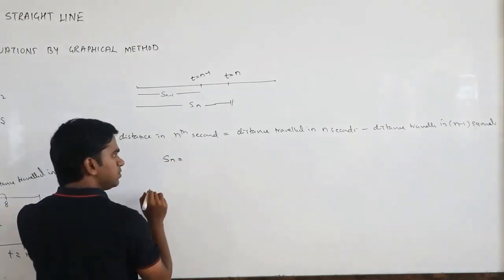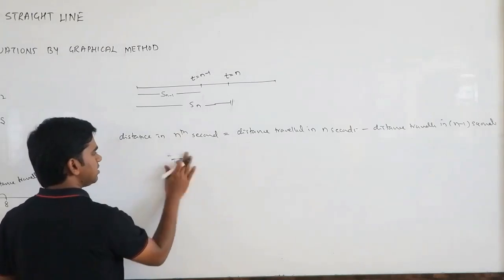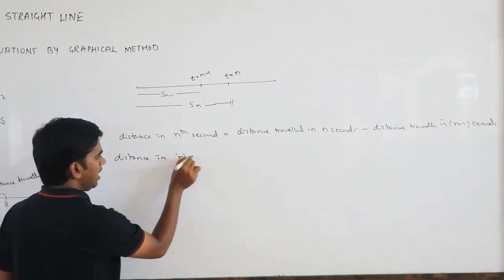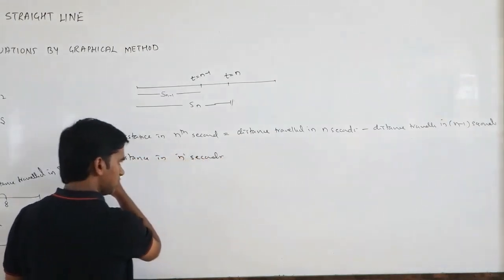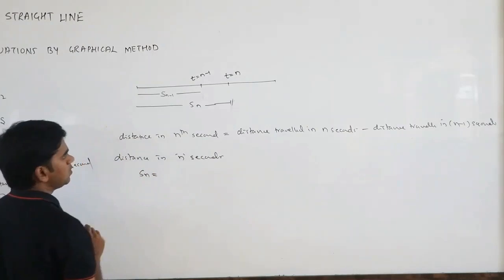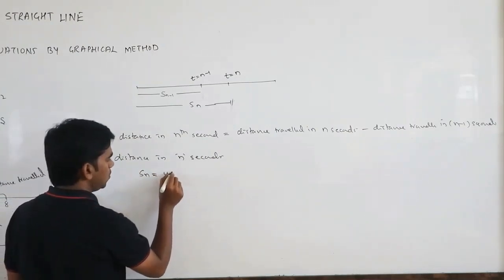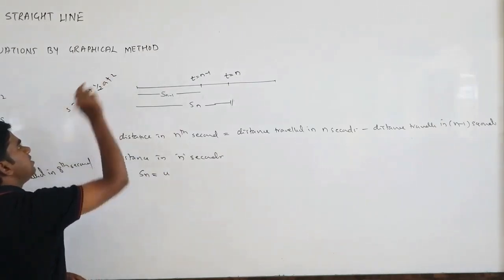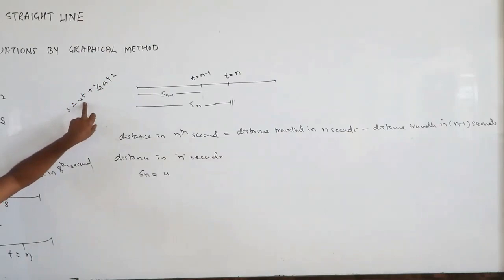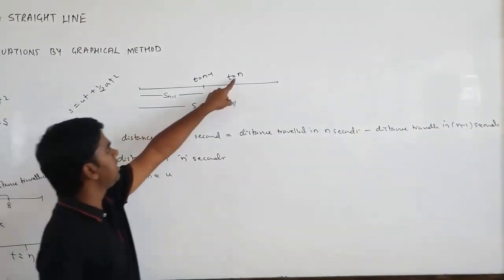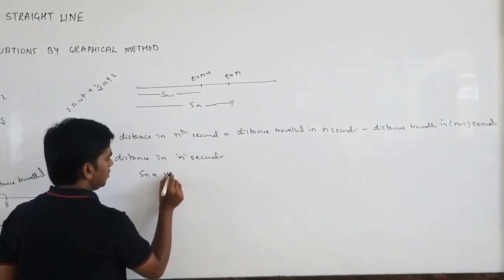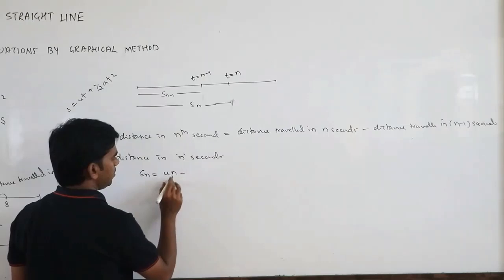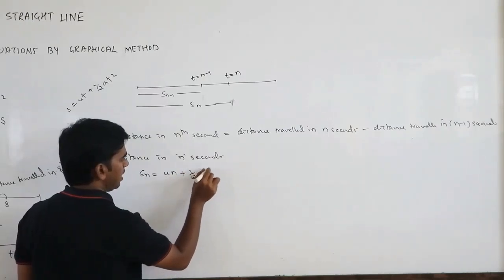Sn is equal to what? This is the distance traveled in n seconds. So distance in n seconds, you can write as Sn. S equals ut plus half at square. But what is this t? T is n here. So Sn equals un plus half an square.